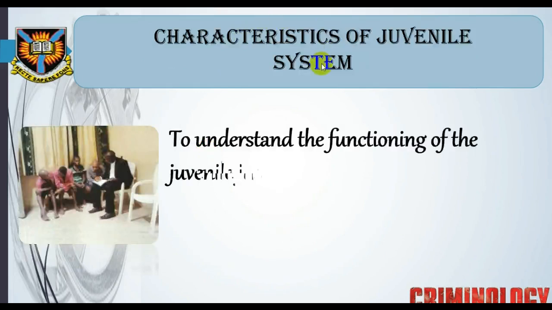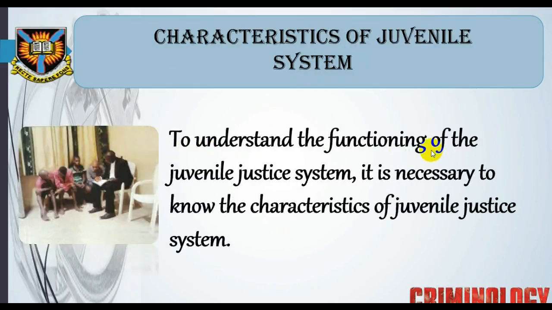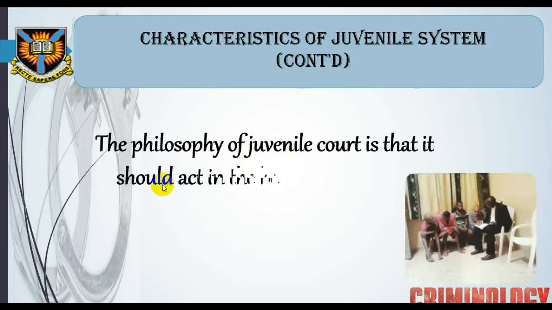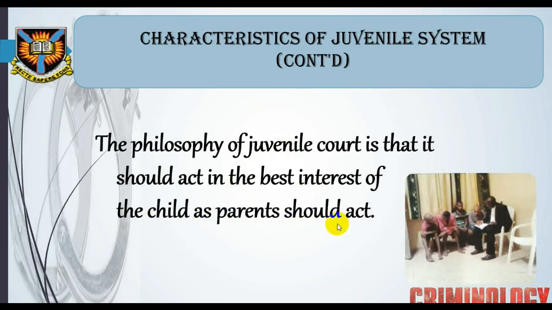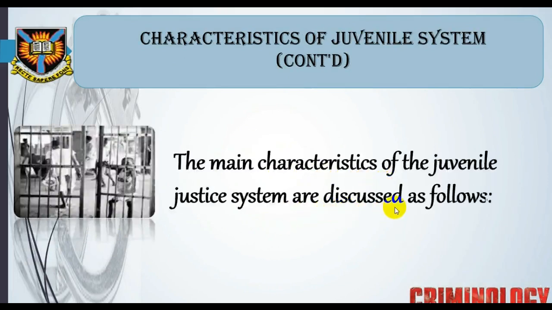Characteristics of the juvenile system. To understand the functioning of the juvenile justice system, it is necessary to know the characteristics of the juvenile justice system. The philosophy of juvenile court is that it should act in the best interest of the child as parents should act. The main characteristics of the juvenile justice system are discussed as follows.